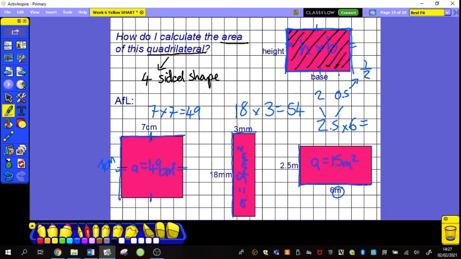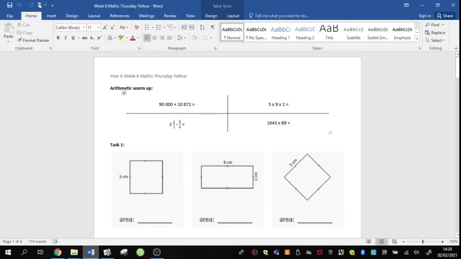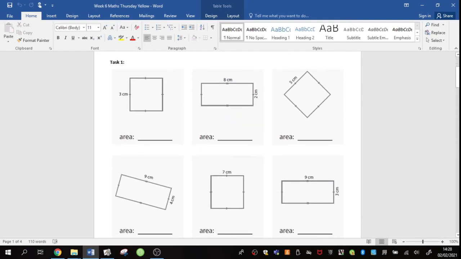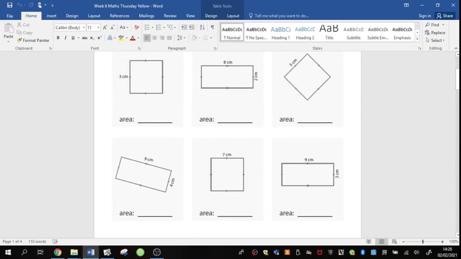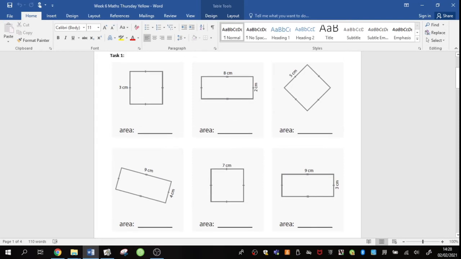So the hardest thing on that page is probably multiplying by 2.5. Once you know the formula, you know your height, you know your base, you can calculate the area of any quadrilateral. Your task. Task 1 is to complete and find the area of these 6 shapes here using the formula.